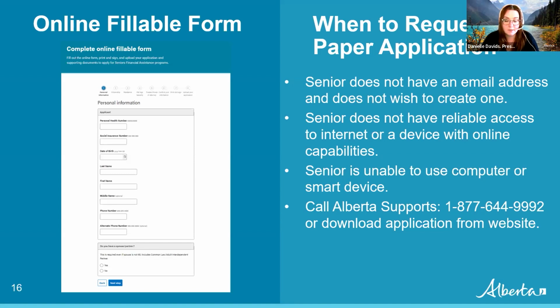And in any of these situations, as we said, they can complete the online fillable form if that is an option, or they can complete a paper application with your assistance. And the number for Alberta Supports is there as well to call and request a paper application, or it can be downloaded from the website.